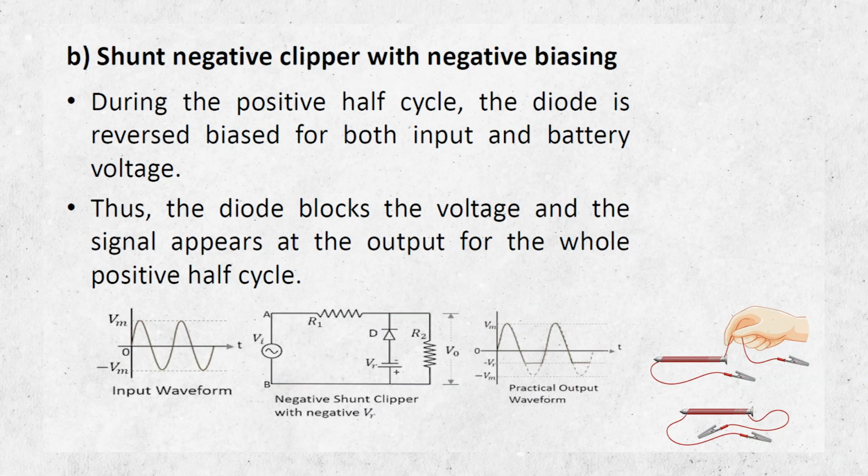Next is the shunt negative clipper with negative biasing. So, how is the negative biasing obtained for the shunt negative clipper? The negative side of the voltage source or the battery is connected to the P side of the diode. By doing this we obtain negative biasing for the shunt negative clipper. During the positive half cycle, the diode is reverse biased for both input and battery voltage. Thus, the diode blocks the voltage and the signal appears at the output for the whole positive half cycle.